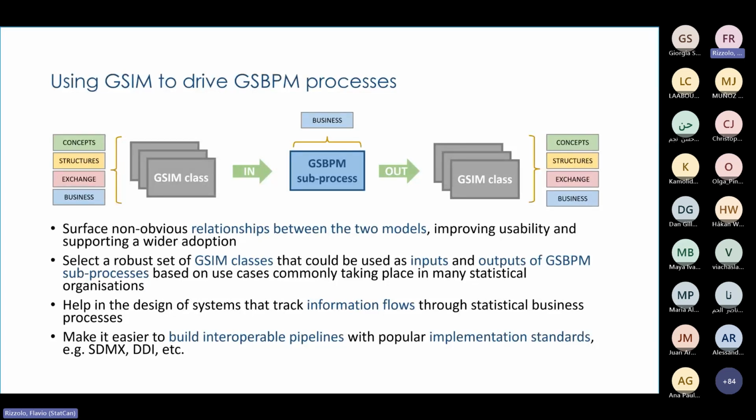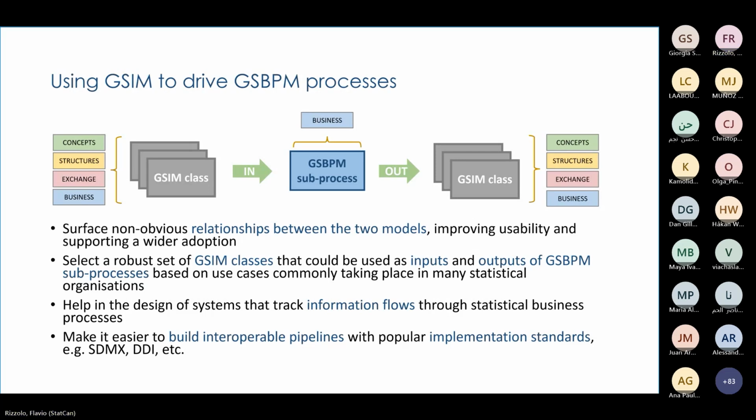We also wanted to select a robust set of classes that could be used as inputs and outputs of GSBPM subprocesses based on common use cases that take place in many statistical agencies. It turns out that there aren't that many classes needed for that, so that was good. We didn't need to use a big chunk of the GSIM model. It was just a few dozen classes, a couple of dozen classes really, that were involved in pretty much all subprocesses.